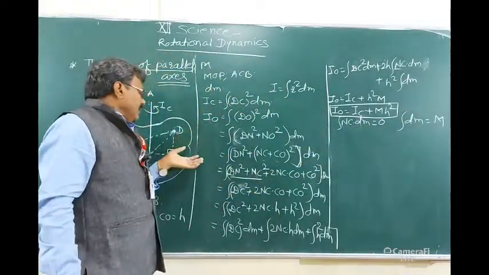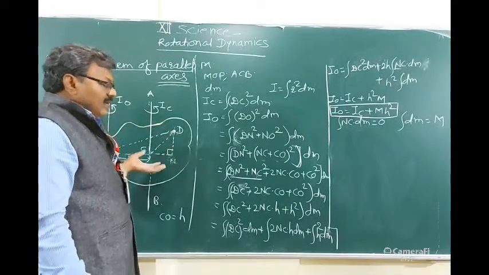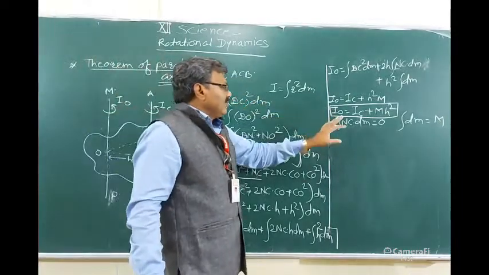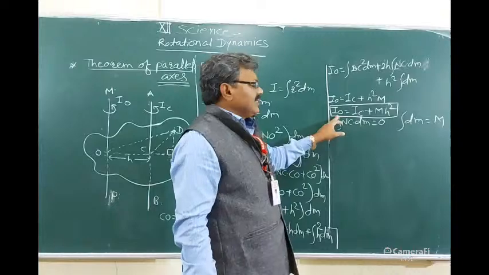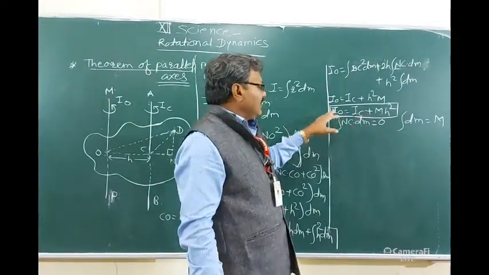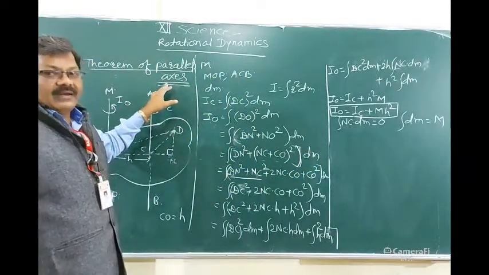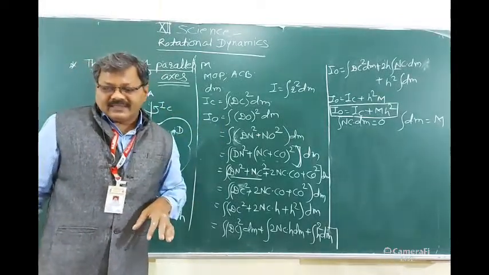Integration of dm means it is the sum of all the masses, and that is equal to the total mass of the body, and it is equal to m. By substituting this value, we get IO is equal to IC plus mh square, and this is the mathematical form of the theorem of parallel axis. And the next part we will discuss in the next lecture.